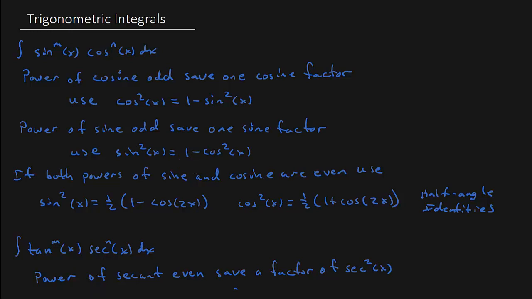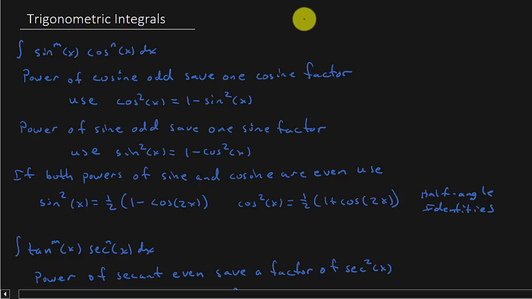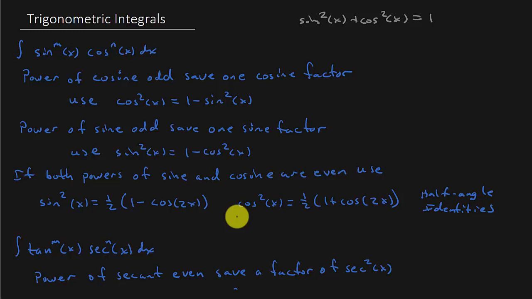And where that comes from, that just comes from sine squared x plus cosine squared x equals 1. And then here we solve for cosine squared, and here we just solve for sine squared. And then if both powers of sine and cosine are even, we want to use these half angle identities from trig. Depending on if we have sine squared or cosine squared, that's the one we use. And I'll explain all of this more while we're working the problems.